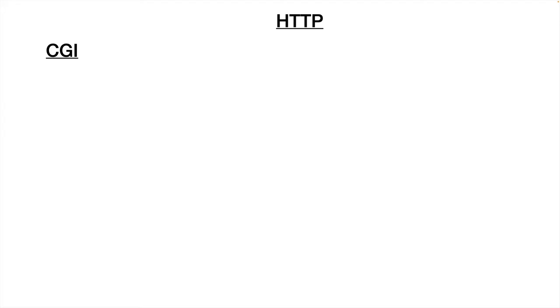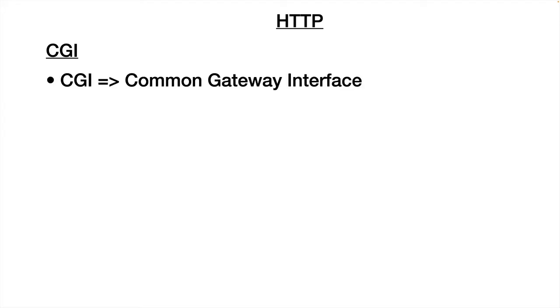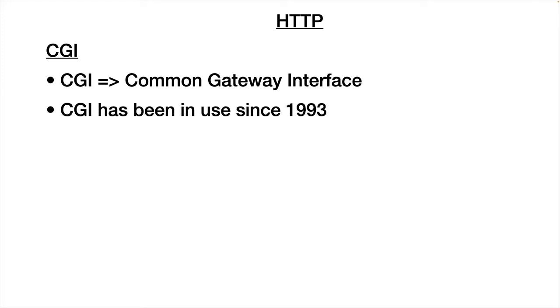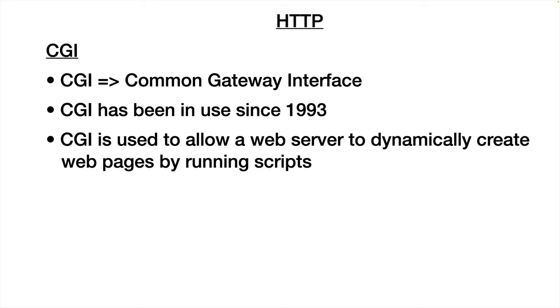Now, talking about CGI and talking about the process, CGI, as I said, stands for Common Gateway Interface. It's been around since 1993, and the purpose of CGI is to allow you to create dynamically generated or created web pages, and this is done by running scripts or programs on the server. So with CGI, the HTTP process becomes this.